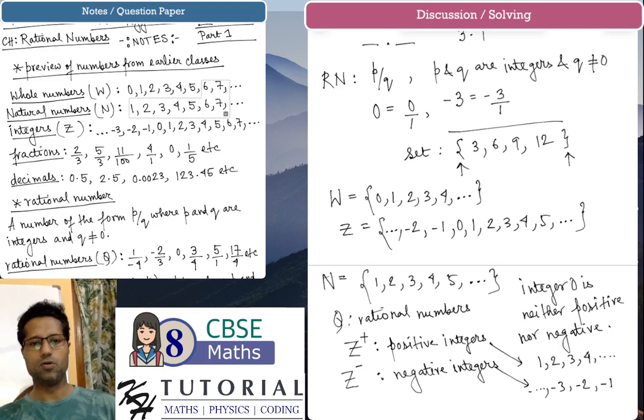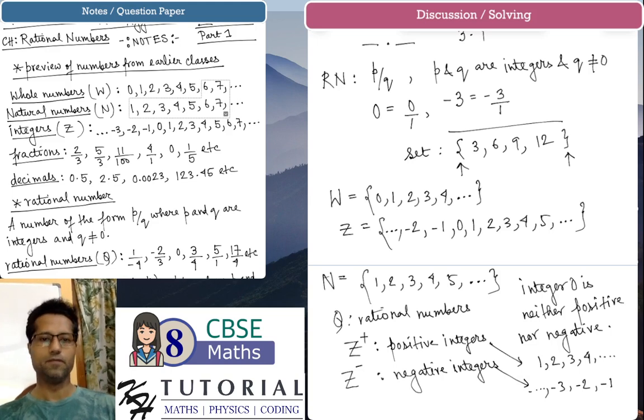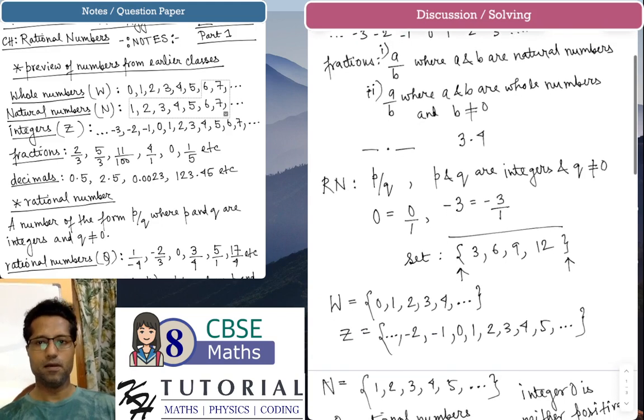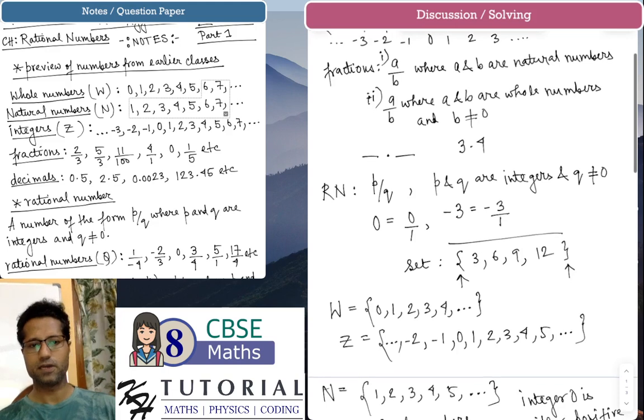Also note that fractions are always positive. If you consider that 0 is not a fraction, then fractions are always positive. As per the definition, a fraction is a by b, where a and b are natural numbers. So you cannot have a negative fraction. Fractions are always positive.